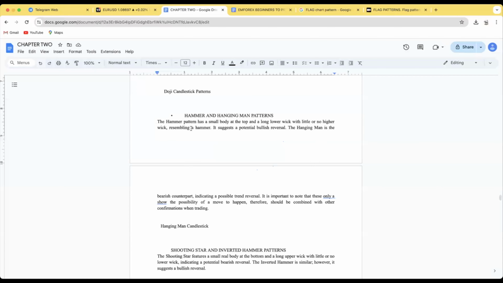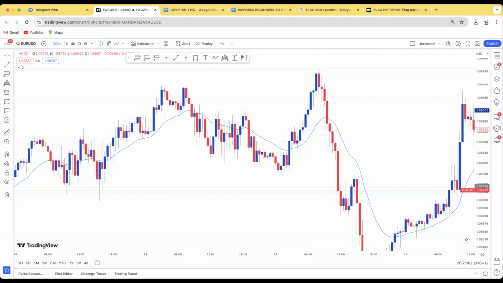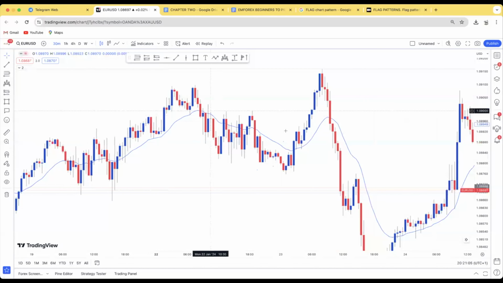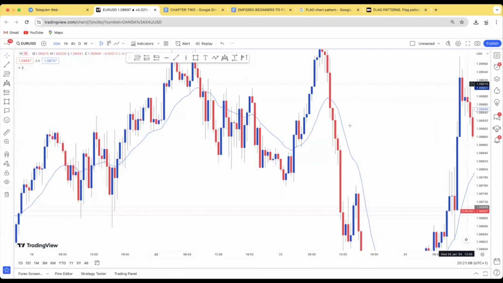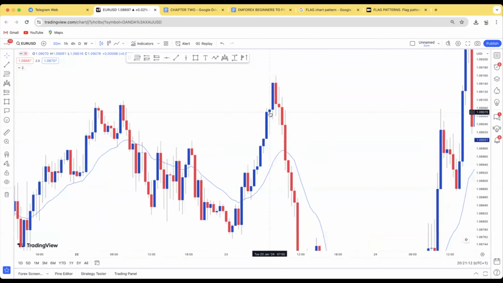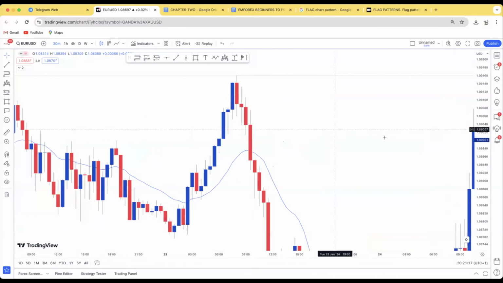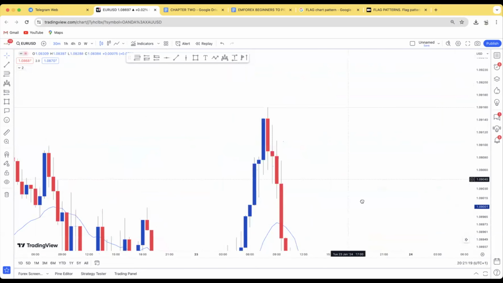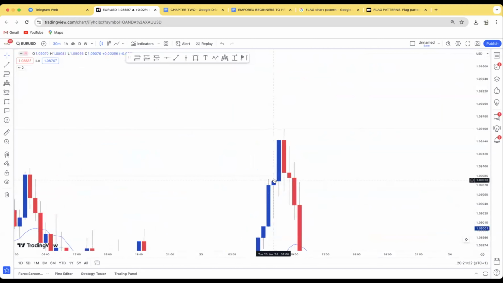The psychology behind a hammer states that a hammer pattern has a small body at the top and a longer wick with little to no highs. So for a hammer, we have a small body at the top with little to no highs. Now let's look for a hammer here. Now this is a hammer. It has a longer tail to the downside, but with little to no highs. You can see it here. The high is very, very little.